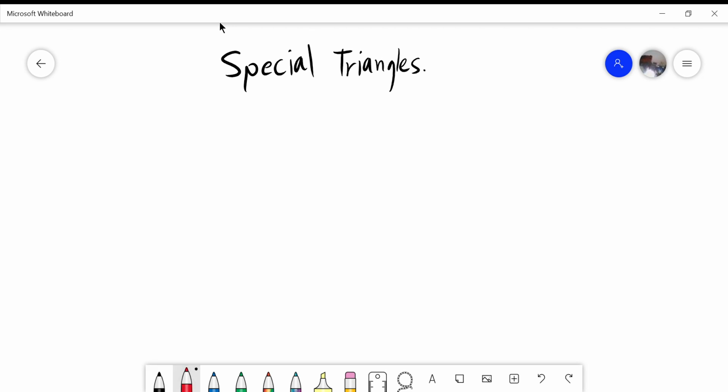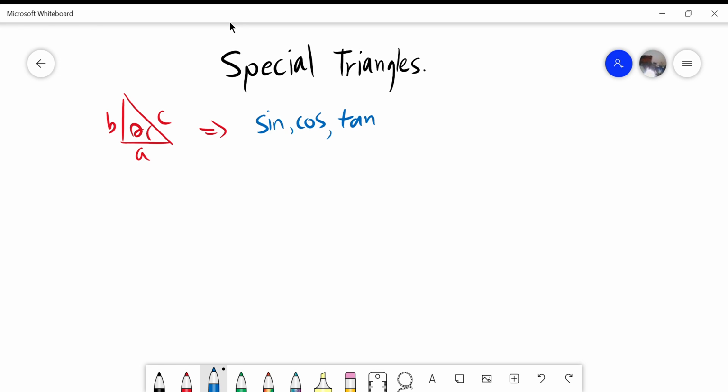So last time we learned that when you have a right triangle A, B, and C, with angle theta, you would establish these 6 trig functions. So sine, cosine, and tangent. And we also learned the reciprocals of these functions. So cosecant, secant, and cotangent.